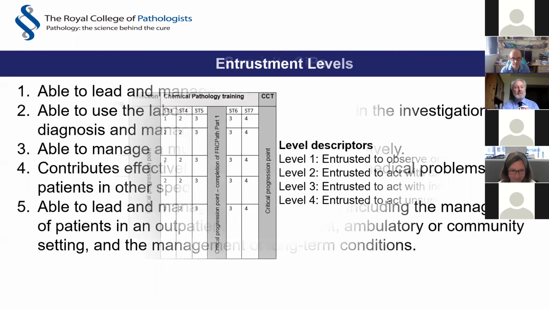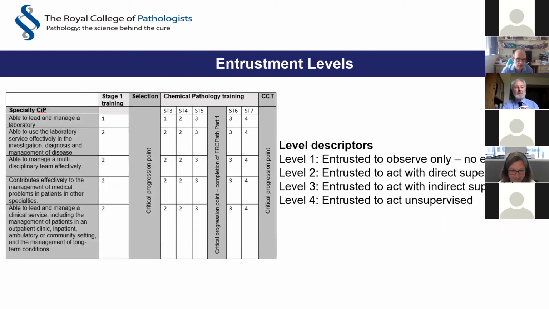Next slide, please. So one of the key things of how the curriculum is going to be implemented is this business of entrustment levels. So what you will see is at each level, the level descriptors. So level 1 is entrusted to observe only with no execution. Level 2 is entrusted to act with direct supervision. Level 3 is entrusted to act with indirect supervision. And level 4 is entrusted to act unsupervised.